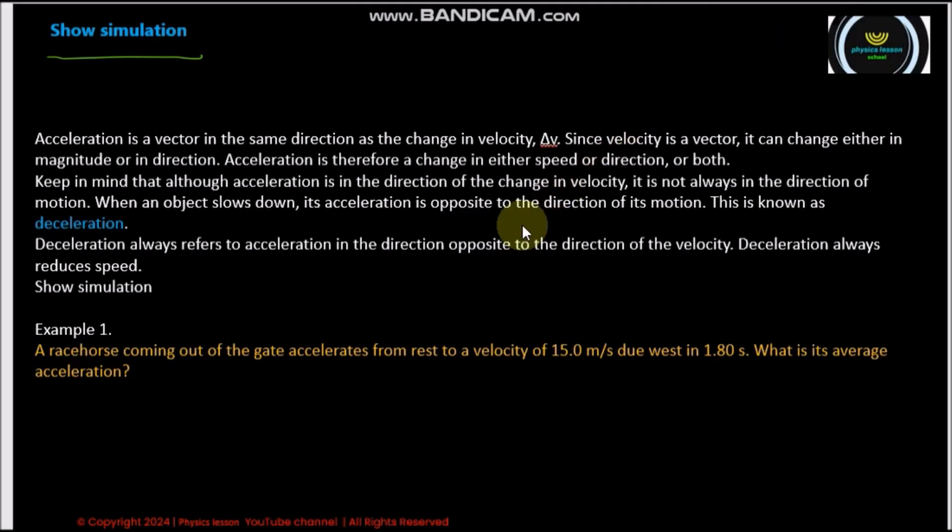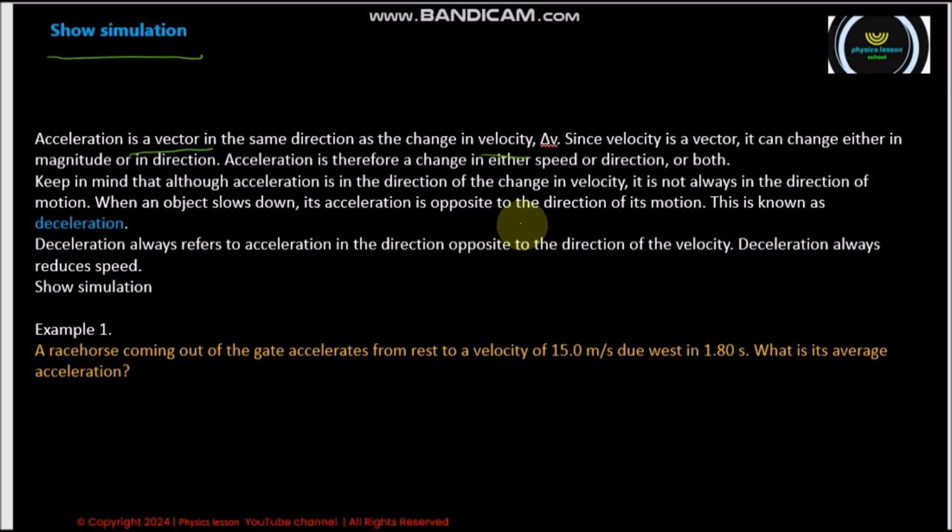All right, now the other point: acceleration is a vector physical quantity in the same direction as the change in velocity, because velocity is also a vector physical quantity. So acceleration is in the same direction as the change in velocity, and the change can be in magnitude or direction. Acceleration therefore changes either speed or direction, or both.